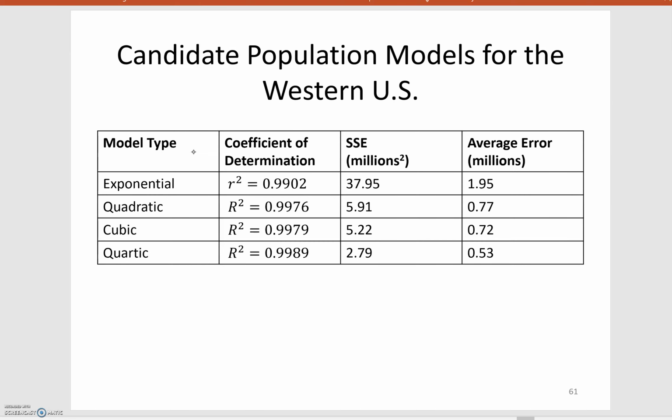comparing all of these models, and I know that we haven't actually done every one of these steps, but I think that you can understand kind of what all this data means at this point. The SSE for the quartic is the best, is the smallest of all of them, and also the average error is the smallest, as you would expect. Also, the coefficient of determination is the largest, the closest to 1 of the 4 models. So the quartic, at least at first glance, seems to be the best choice for our regression model.